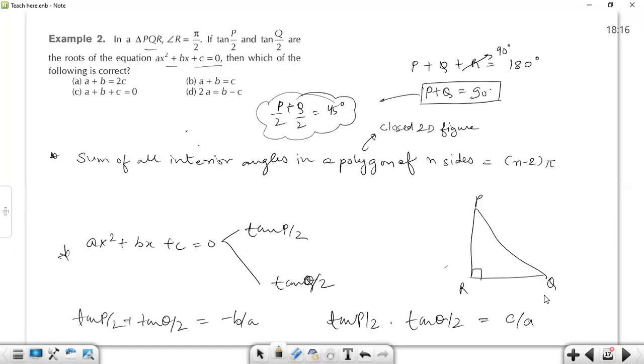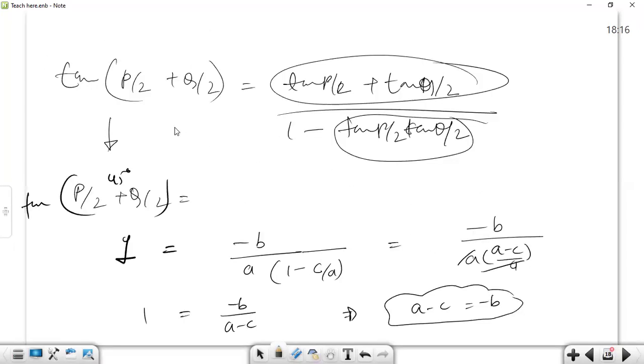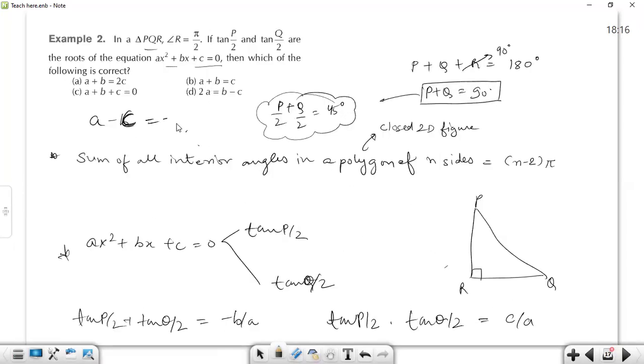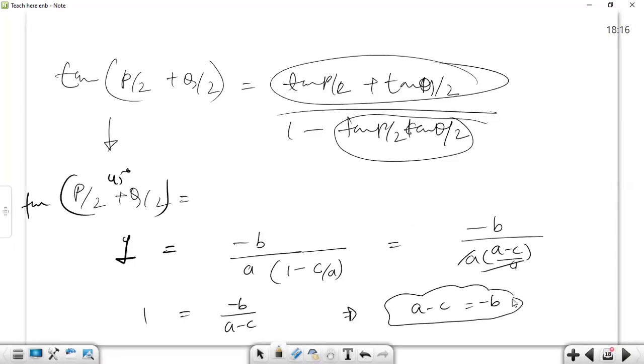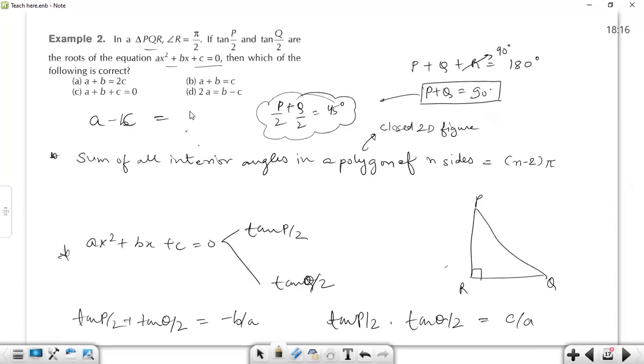Now let's see the options. What we've just found out is A minus C is equal to minus of B. Everything is positive sign, so let's bring the B to the left hand side and C to the other side. A plus B is equal to C. Option number B should be our answer. Correct? Is that clear?